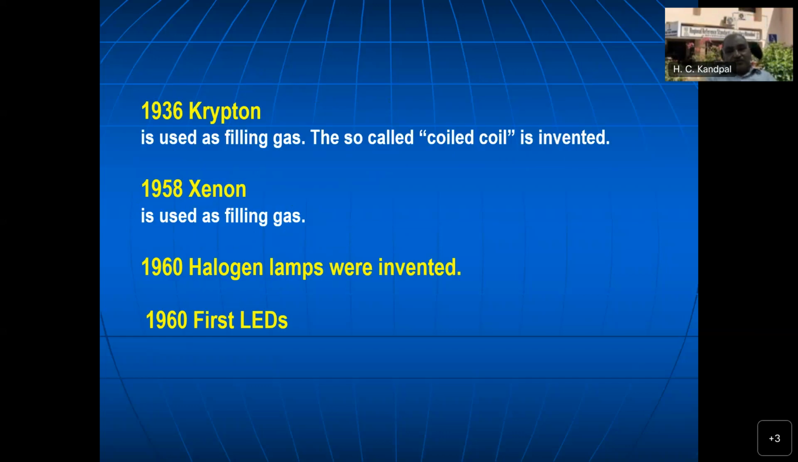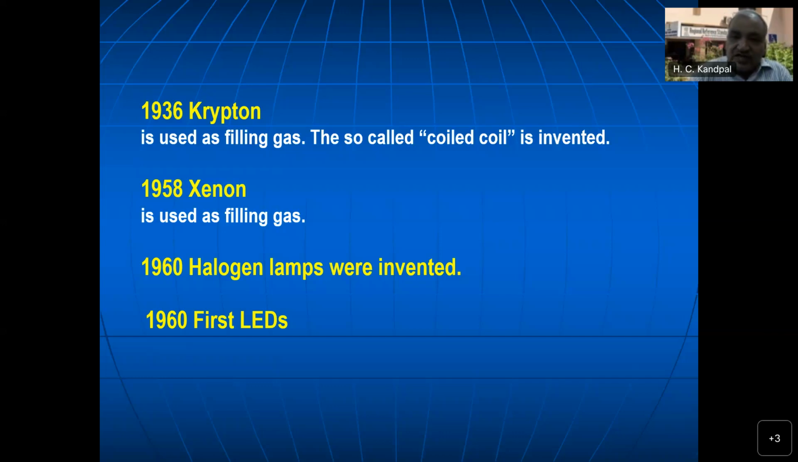So the concept was to increase the life. First argon was filled, then krypton was filled in order to increase the life, and then finally the filament was turned in the form of a coiled coil, and that increases the total amount of light that would be produced by such lamps. And in 1858, xenon was filled, to increase the life.